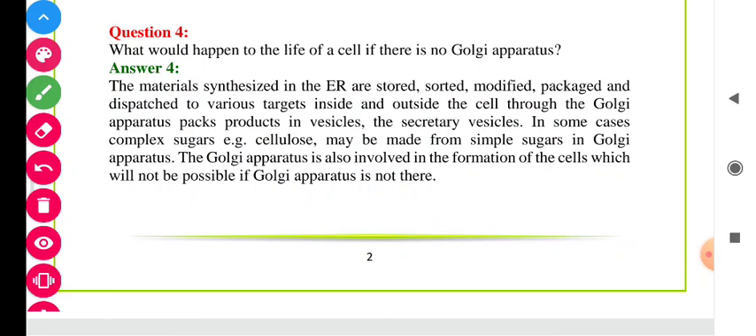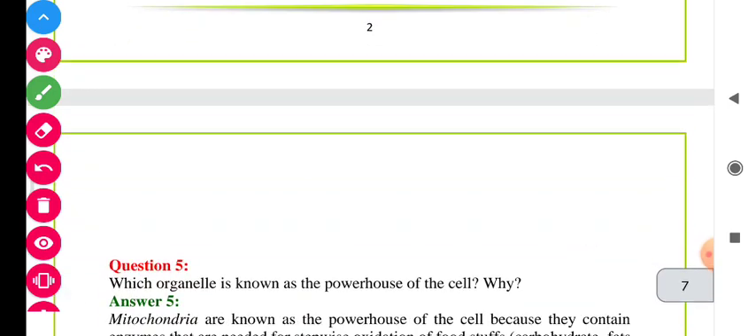Sometimes the Golgi apparatus is also involved in the formation of the cell. So if it is not present, then the cell will not form.